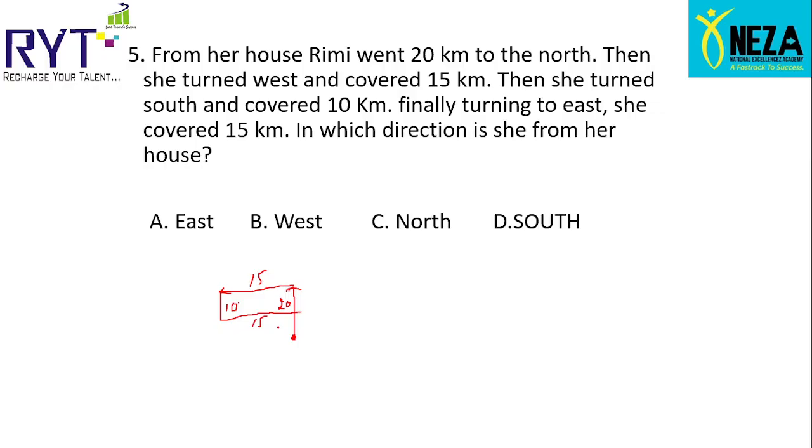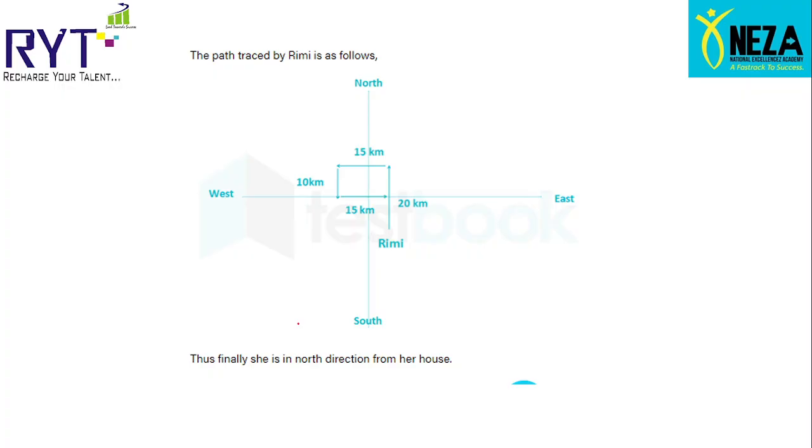In which direction is she from her house? So this is her house. She is here right now. So she is in the north direction. Remember friends, this is total 20. Here total is 10. That's why she will come here in between. Okay. So this is north direction.